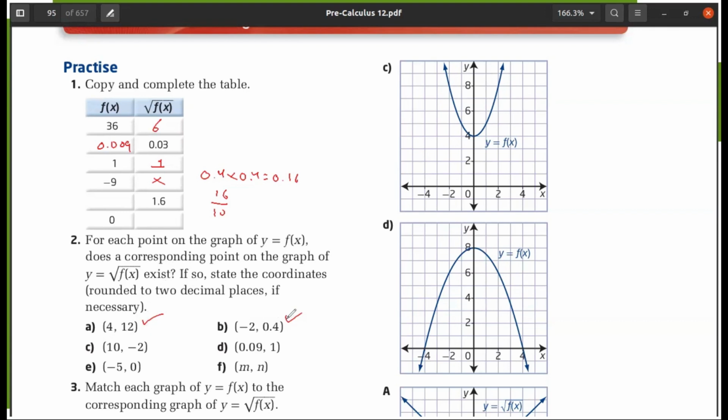For this, it will exist. For this, it will not exist. Exist, not exist. So for B it exists because y is not negative, x is negative, sorry. I was thinking opposite. Not exist. Exist. It will depend. We have to say like if n is positive, it exists.